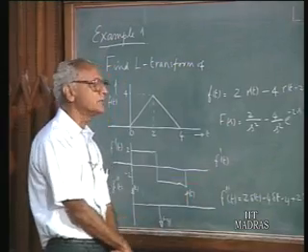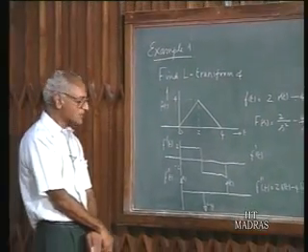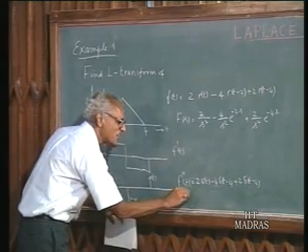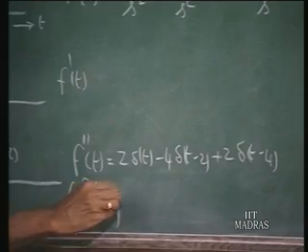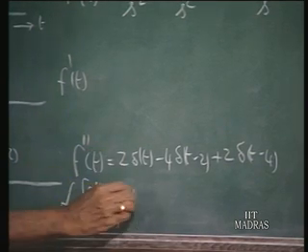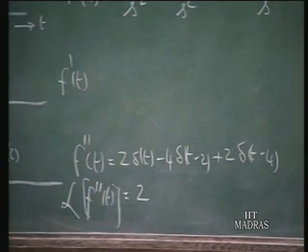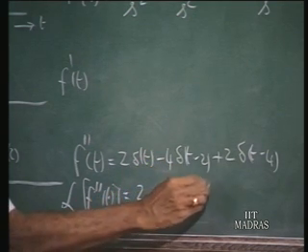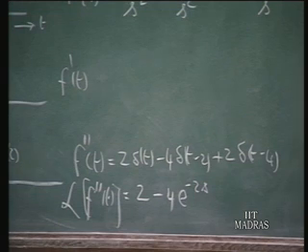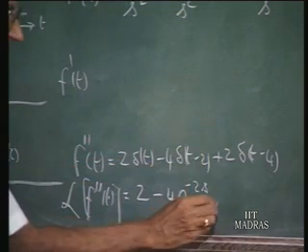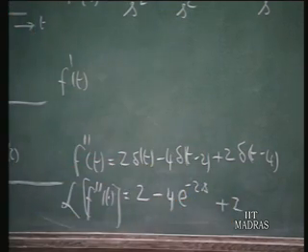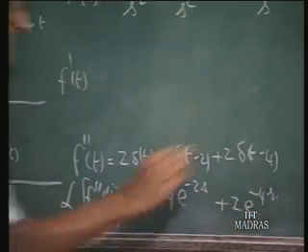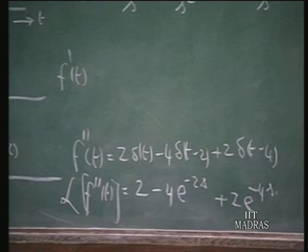The second derivative now consists purely of impulse functions, therefore its Laplace transform is easy to find out. So, the Laplace transform of the second derivative: delta t has a Laplace transform 1, so it is 2, minus 4 times the delayed impulse, e to the power of minus 2s, and this is again a delta function, therefore this is 2, but it is a delayed impulse, therefore you must introduce a term e to the power of minus 4s. So, that is the Laplace transform of the second derivative.